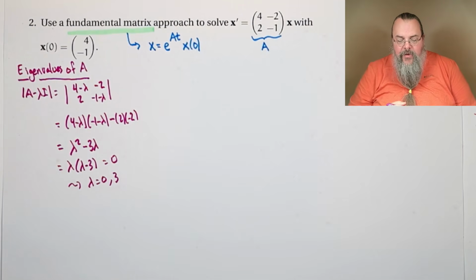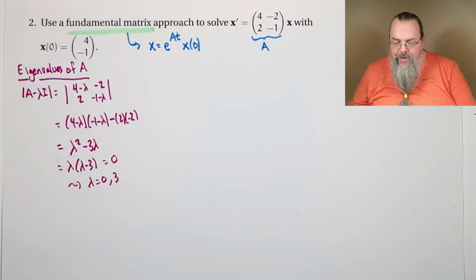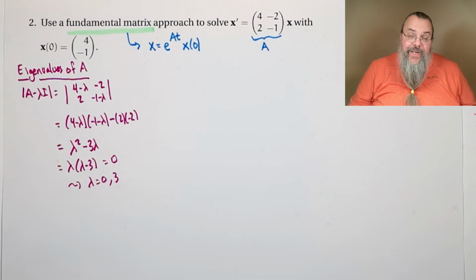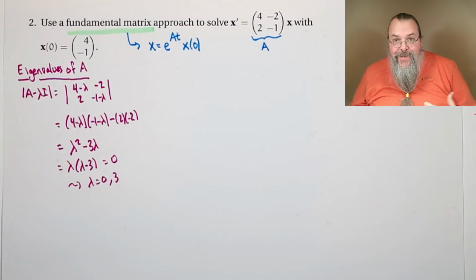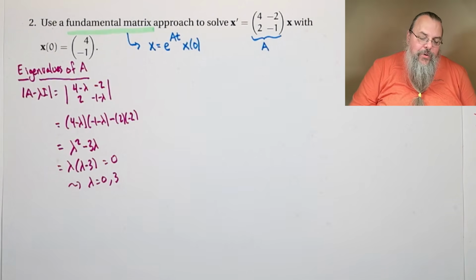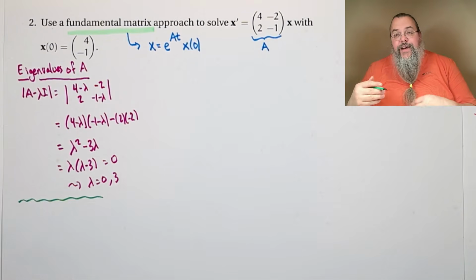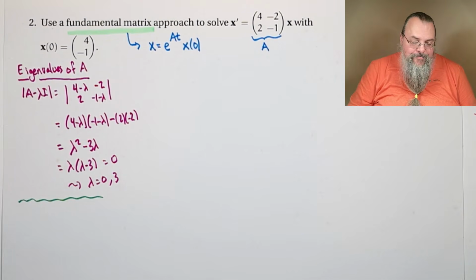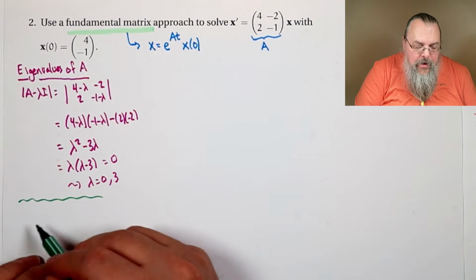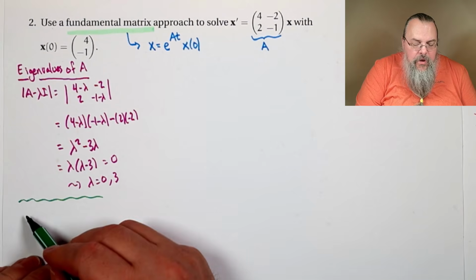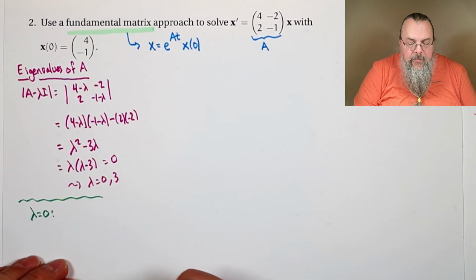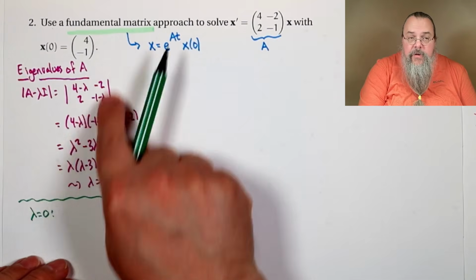All right, well, so good. Now we know our eigenvalues. They're distinct real eigenvalues, which means that we are going to go through and find eigenvectors. So what are our eigenvectors? Well, we have two things to look at. For lambda equals 0, we come up here.